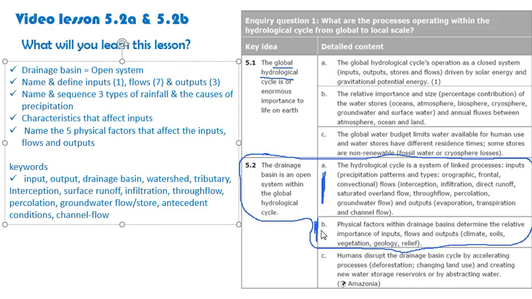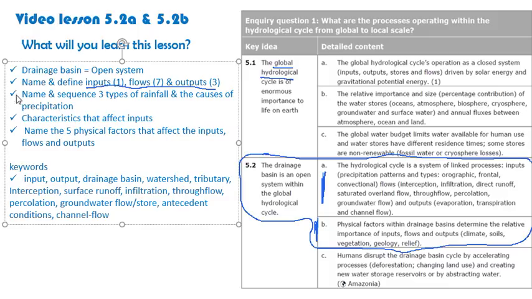Have a look at your learning objectives then. I'll kick off with the fact that a drainage basin is an open system. So we've got inputs into the system, flows and transfers within it, and then water can also leave as outputs. You're going to be able to name and define the input, 7 flows, and the 3 outputs.